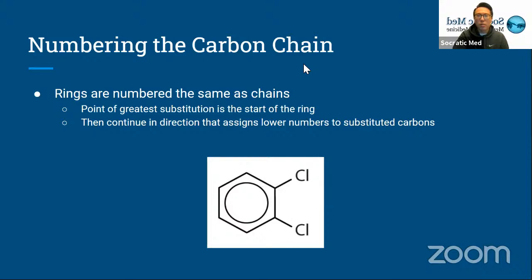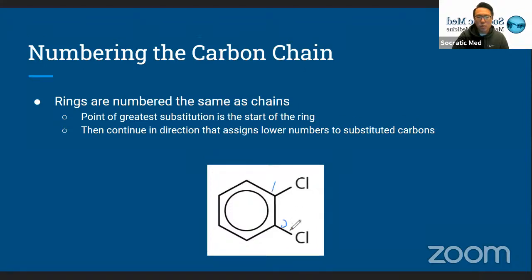All right, so let me just write this here. You want to give this 1 and then this 2, 3, 4, 5, 6, instead of going the other way around where you give this 1 and this 2, which would lead to this carbon being number 6. So 1 and 2 would be smaller numbers than 1 and 6. So that's why you number it the first way I showed.